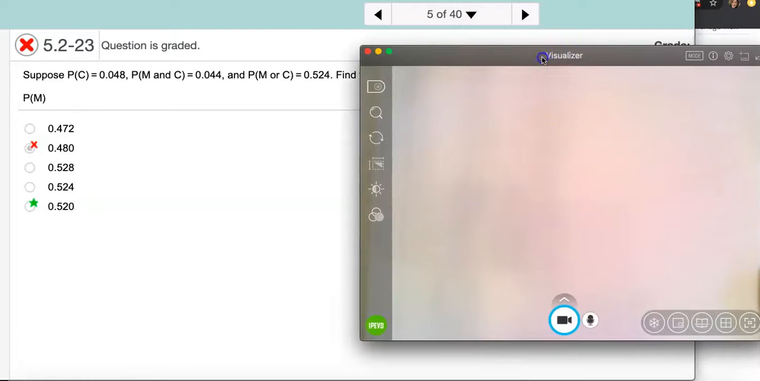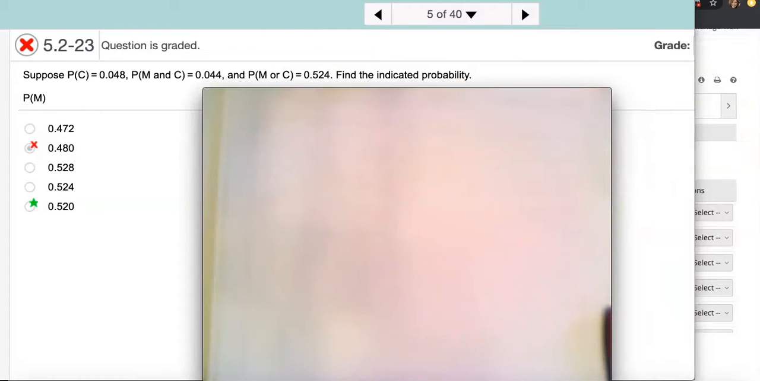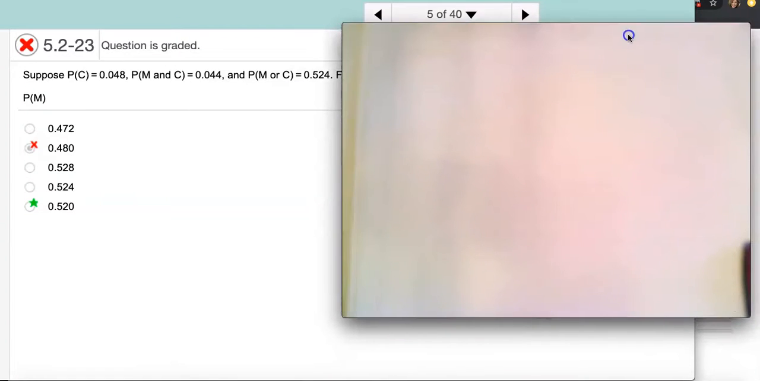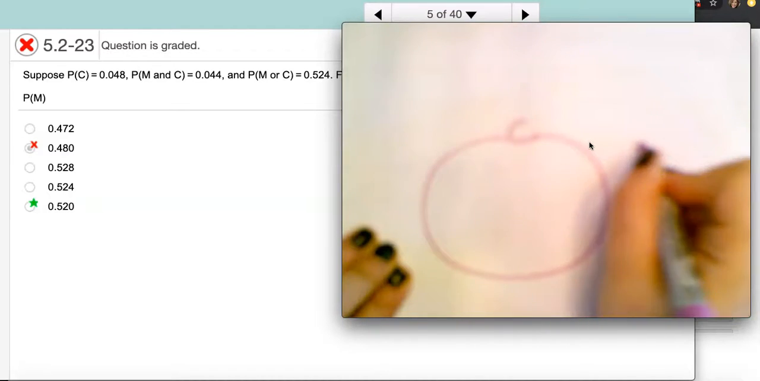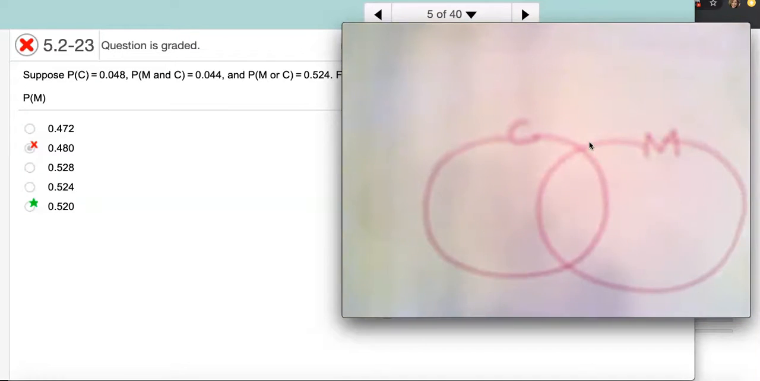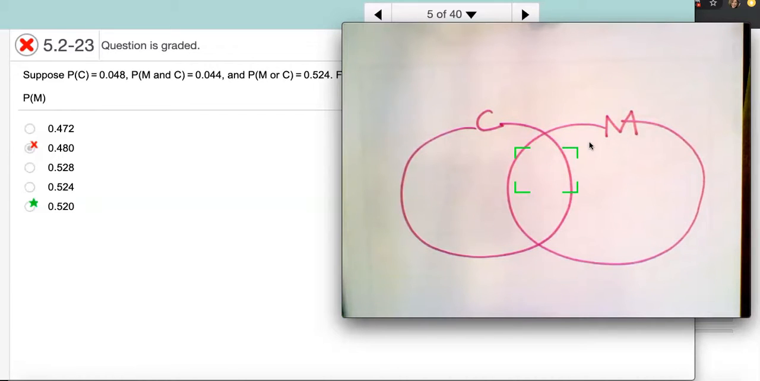So take a look. I'm going to go ahead and write over here. I can't really make this bigger, but let me draw what's going on so far. So the probability of C and M. We have C and M going on, and I'm going to draw one bubble and call this C, and I'll call this one M, okay? Let me zoom in a little bit so that you can see better.